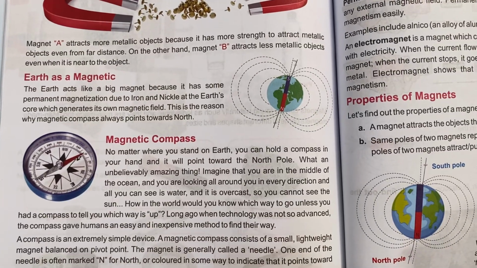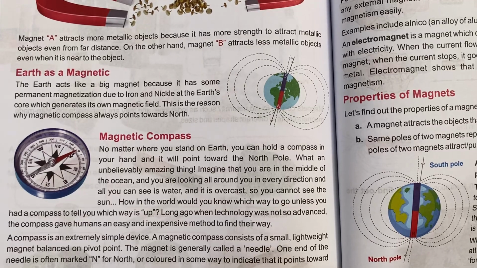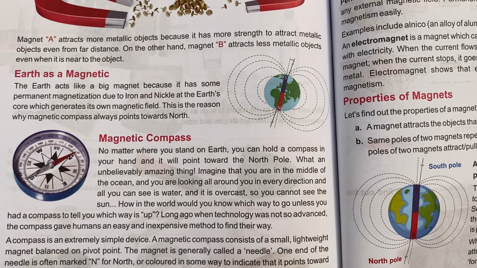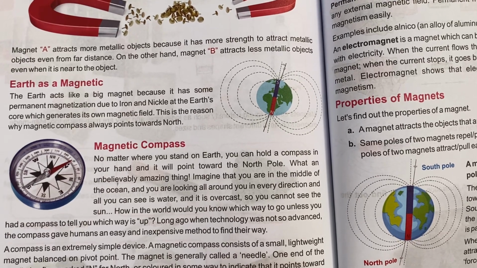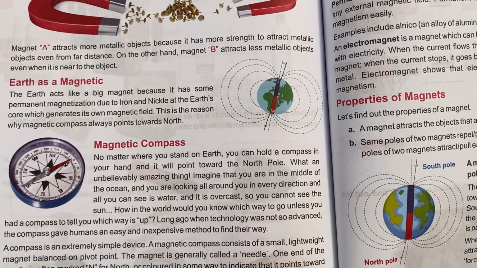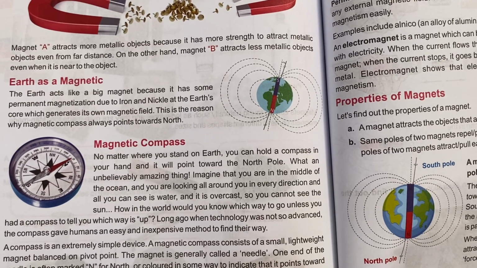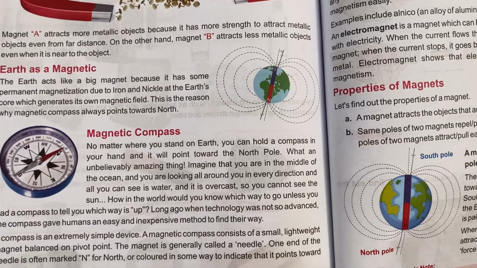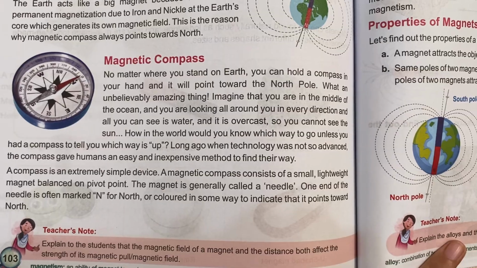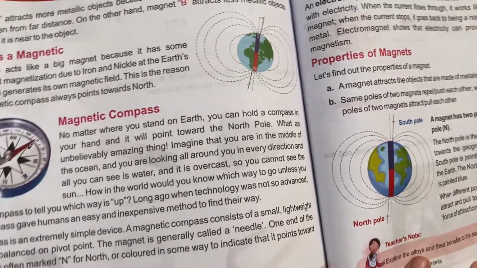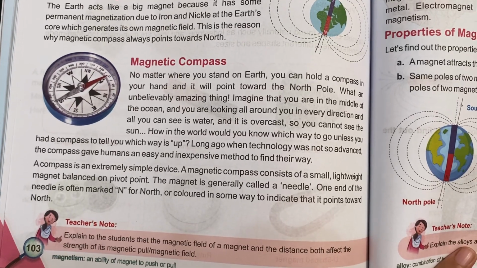Earth as magnet. The Earth acts like a big magnet because it has some permanent magnetization due to iron, nickel and the Earth's core, which generate its own magnetic field. This is the reason why a magnetic compass always points toward north. No matter where you stand on Earth, you can hold a compass in your hand and it will point toward the North Pole.